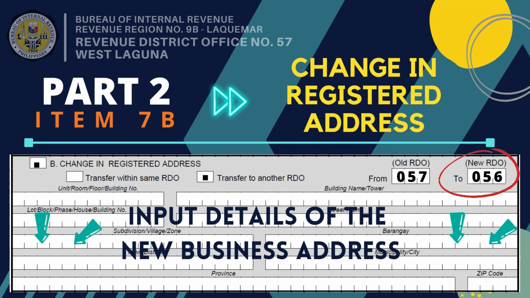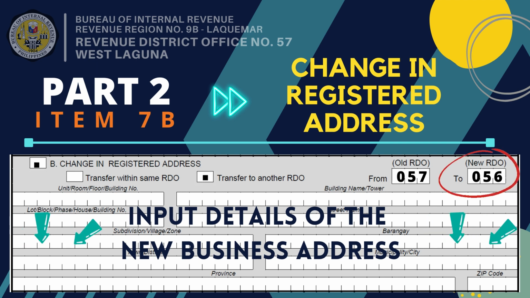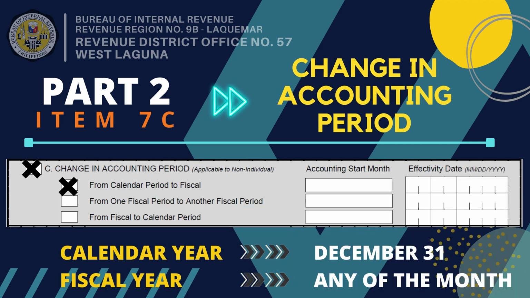Item 7B on the other hand is for the update in business address. Please input the new business address for amended documents or certifications. Also, please note that if the new business office is not within the jurisdiction of the current RDO, input the new RDO code to be transferred to. Item 7C pertains to change in accounting period.